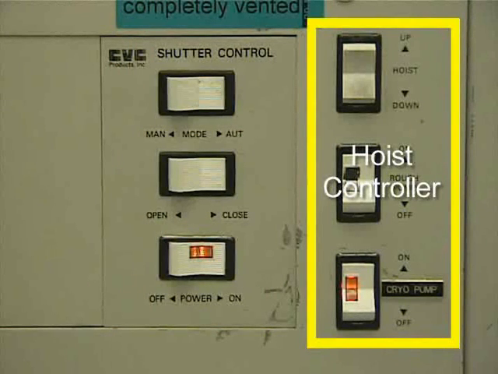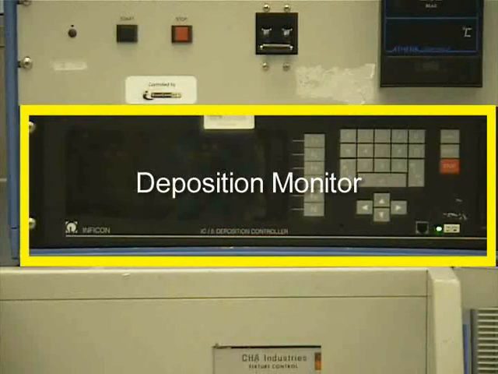The hoist control raises and lowers the hood. The deposition monitor shows the rate and deposition thickness of metal being deposited onto your samples. The monitor is also used to choose the recipe you want to run.